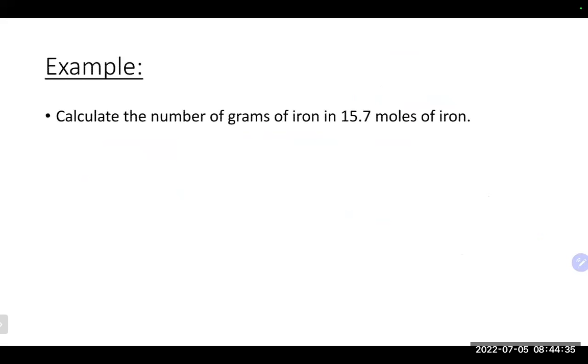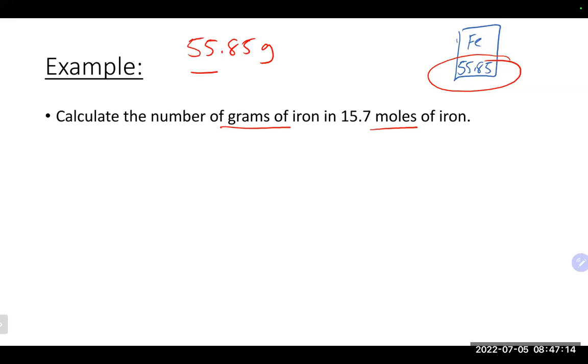All right, so why don't you give this a go? Number of grams there are in 15.7 moles of iron. Iron is 55.85 on the periodic table. Okay, so when we look at this, we want to calculate the number of grams of iron in 15.7 moles of iron. In this case, we do not need to use Avogadro's number as there's no mention of molecules, atoms, or anything like that. So it really is moles and grams conversion. So that is the molar mass from the periodic table, which is basically 55.85 grams per mole.